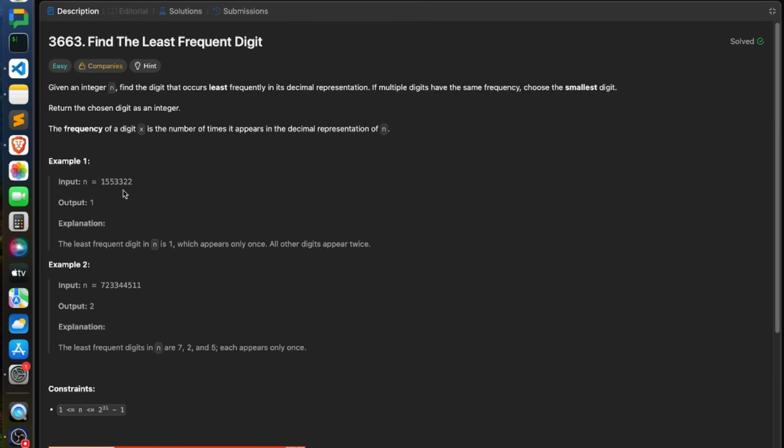For example, in the first test case, the digit having minimum frequency is 1, which occurs only one time, so the answer is 1. In this test case, the least frequent digits are 7, 2 and 5. All three digits have a frequency of 1, but if there are multiple digits having the least frequency, you have to find the smallest digit. So the smallest digit is 2, and the answer is 2. This is a pretty straightforward implementation problem, so I'll directly jump to the code.